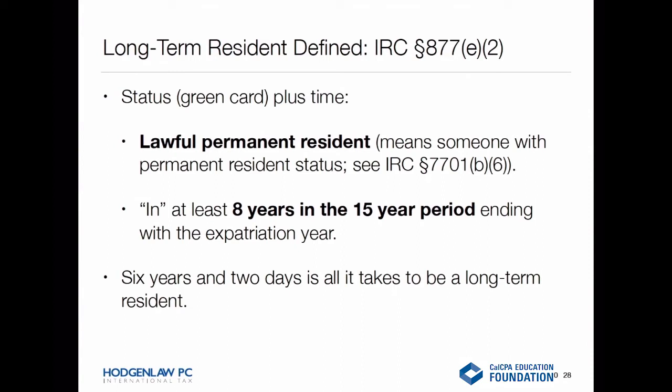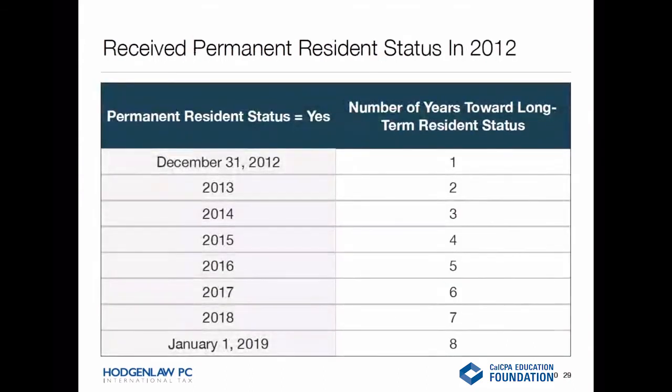And you can see that we're talking about having the green card in at least 8 years, but in a year could mean only 1 day of that year. So really, all it takes to be a long-term resident is 6 years and 2 days. And this is what I mean by that. Let's say that you get your green card in 2012 on December 31st.